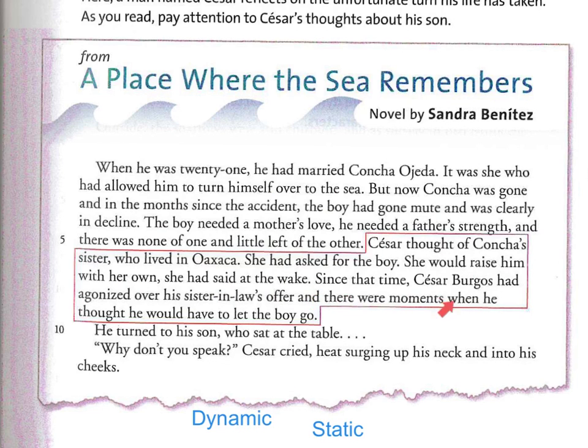Since that time, Cesar Burgos had agonized over his sister-in-law's offer, and there were moments when he thought he would have to let the boy go. He turned to his son, who sat at the table. "Why don't you speak?" Caesar cried, heart surging up his neck and into his cheeks.